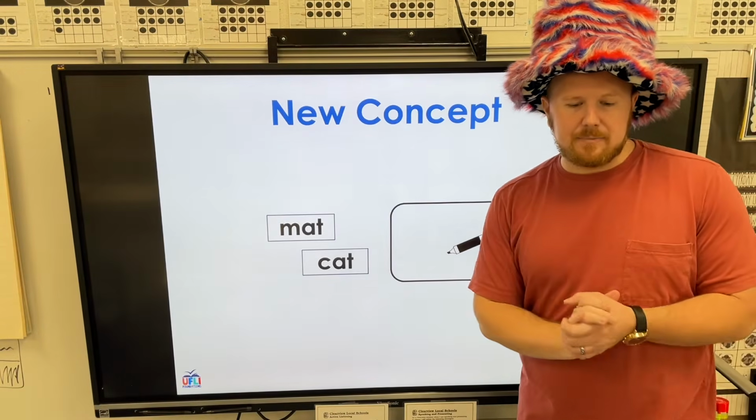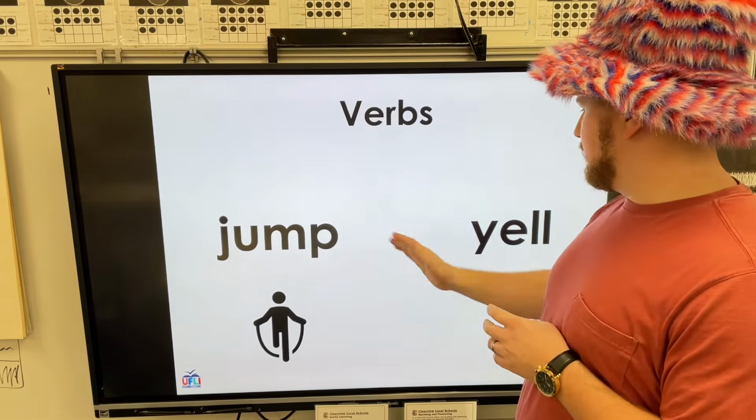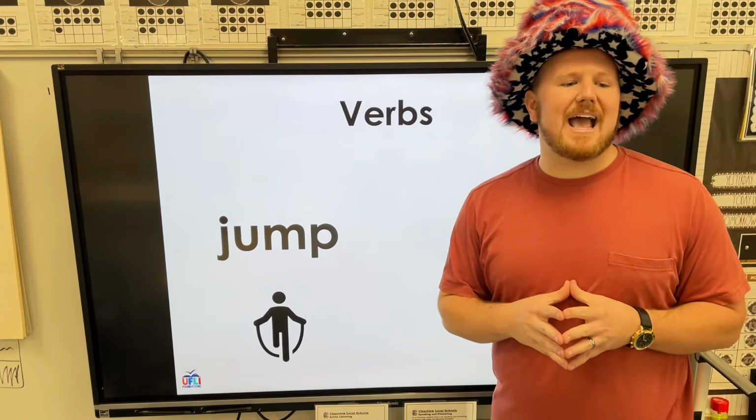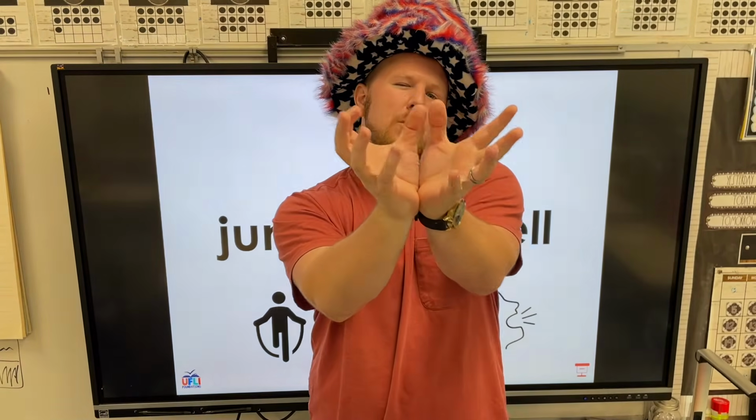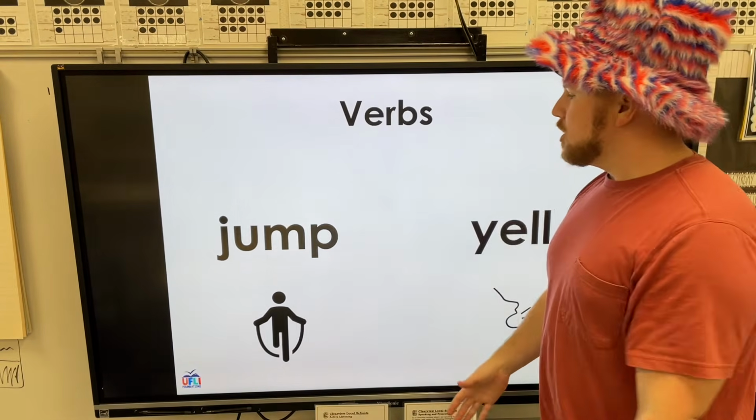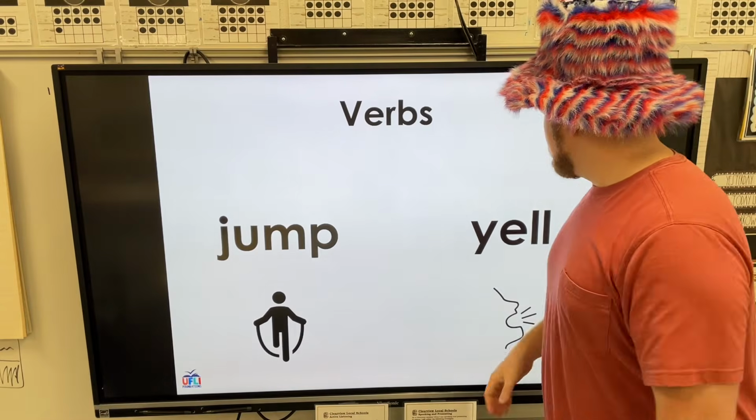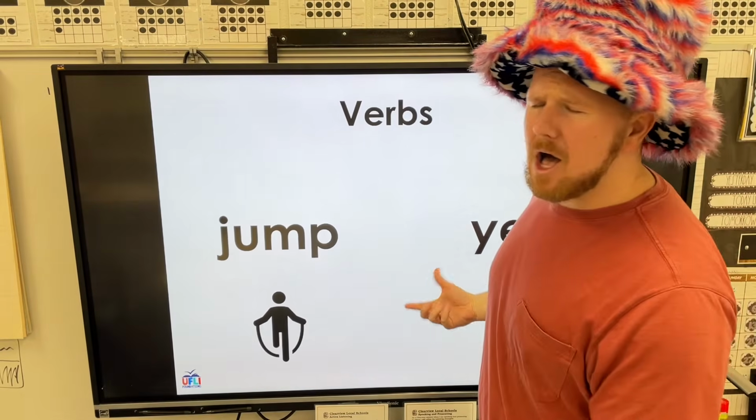The new concept is ED. So let's take a look. We're talking about ED, which you add to the end of a word. It's called an inflectional ending because it helps change what a word means a little bit. Just a little bit. Here's an example. You see the word jump. You see the word yell.